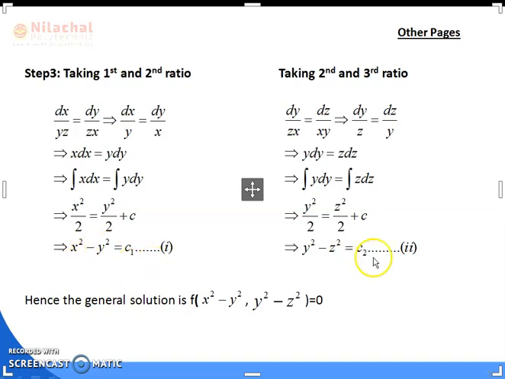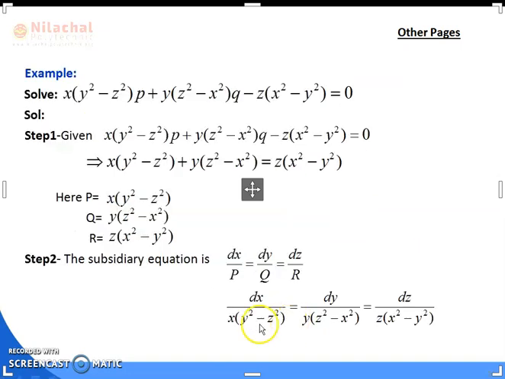Then after finding both equations, we can write our general solution, that is f of u comma v equal to 0. Here u is x square minus y square and v is y square minus z square. So I am writing that equals to 0. So here, this is your final answer.